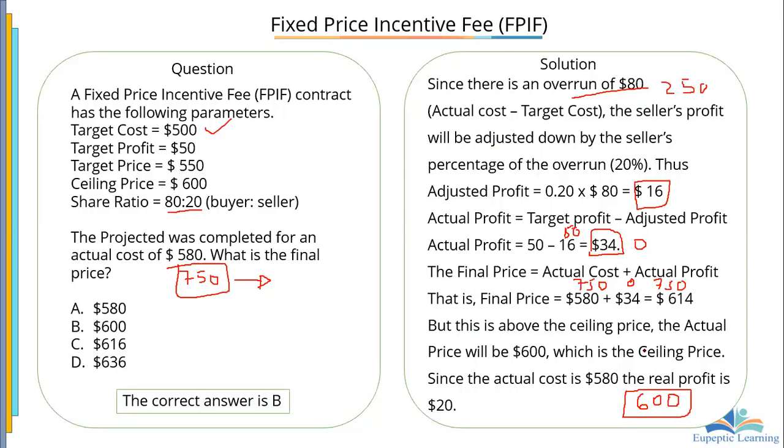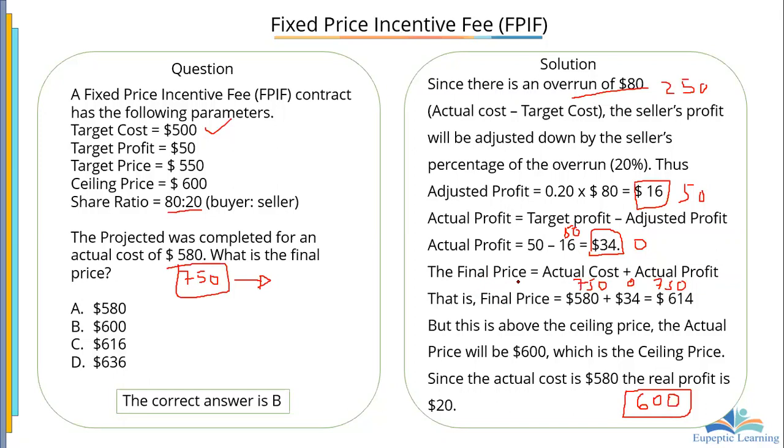Okay, so you see that we said that the final price from the formula here is the actual cost plus the actual profit. From our calculations here, an excess, or an overrun, of 250 will mean that the actual profit, or the adjusted profit, let me put it that way, is $50. From our calculations here, 20% of this one is 50. If you take it from the actual profit, it means that there's no profit, 0.